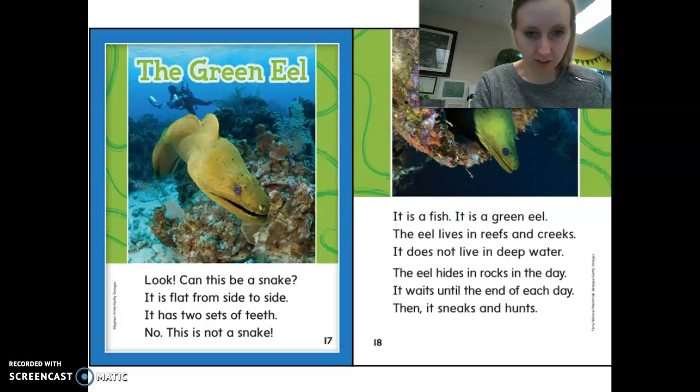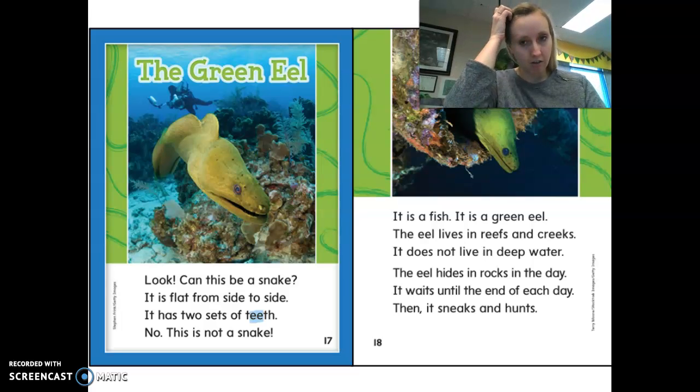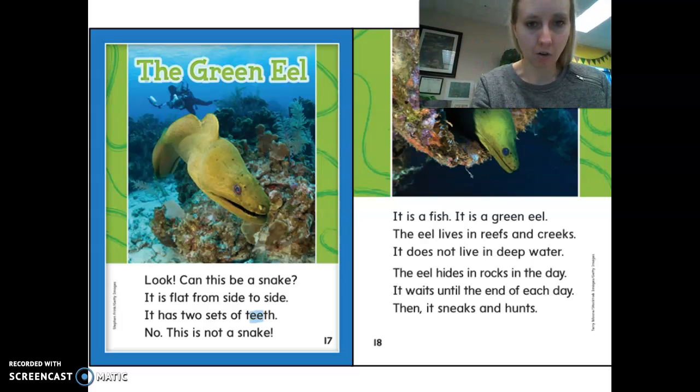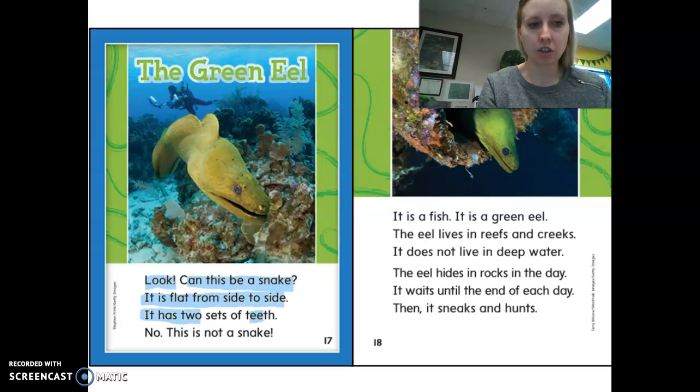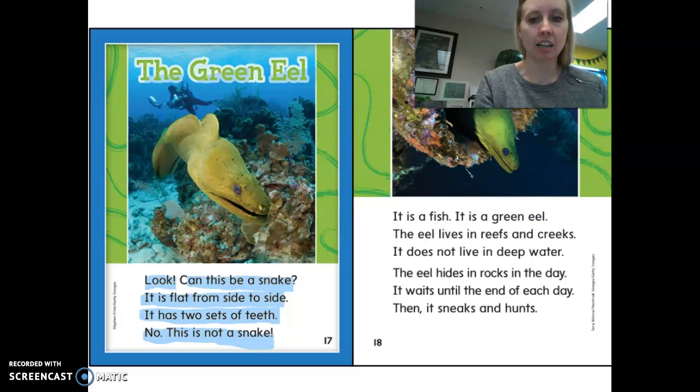Let's look for patterns. There's E for teeth. That's about it. Okay. So here we go. The green eel. Together. Look. Can this be a snake? It is flat from side to side. It has 2 sets of teeth. No, this is not a snake.